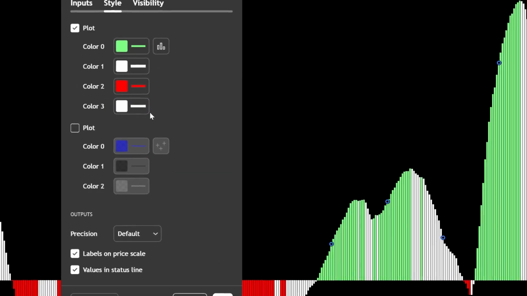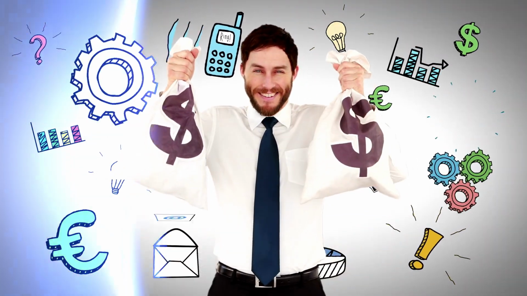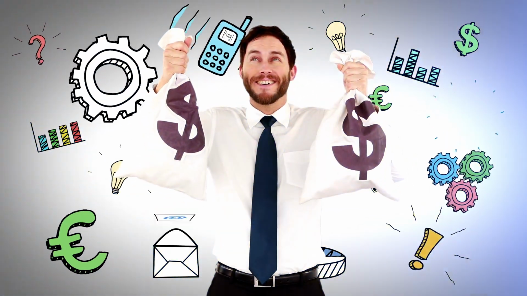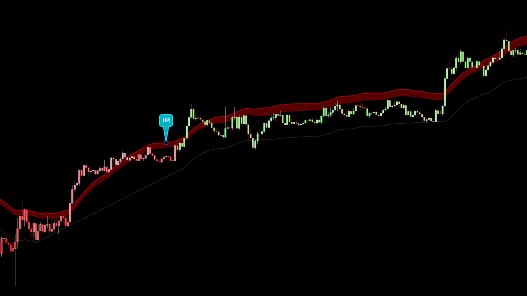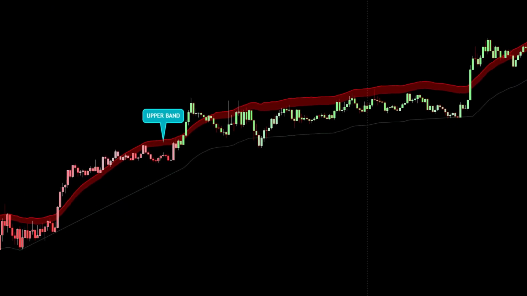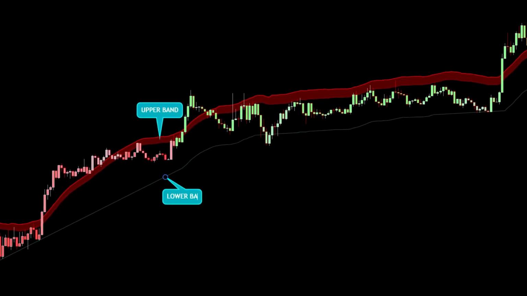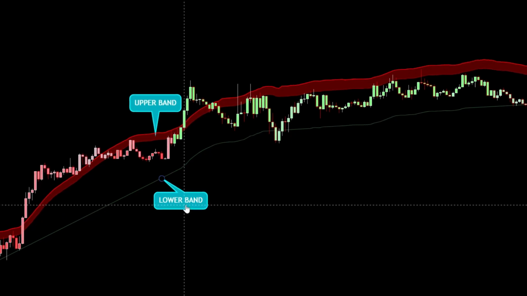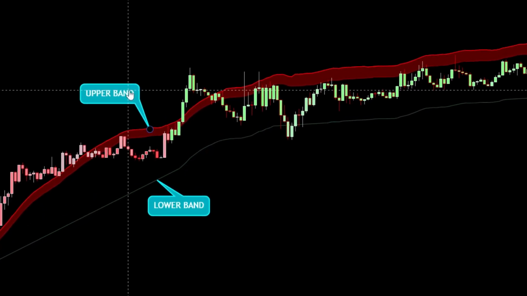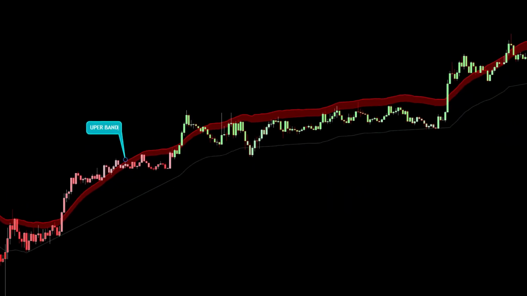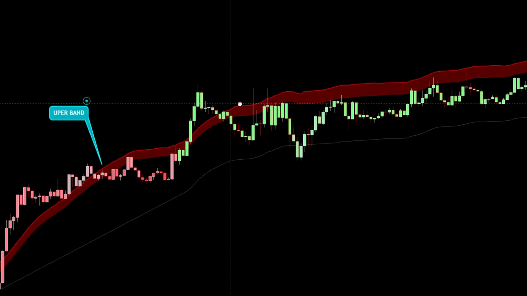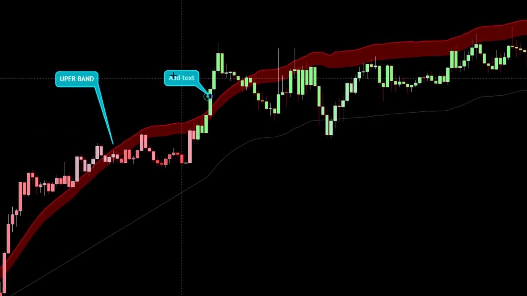Alright, so let's break down how the system actually works and how we turn those indicators into cold hard cash. Look at your chart now. You'll see those bands drawn by the MS Algo V2, right? We're calling those the upper and lower bands. They're the key to unlocking this whole thing. Here's the deal. When a candle closes above the upper band, that's a bullish breakout. That's our signal that things are about to get hot.